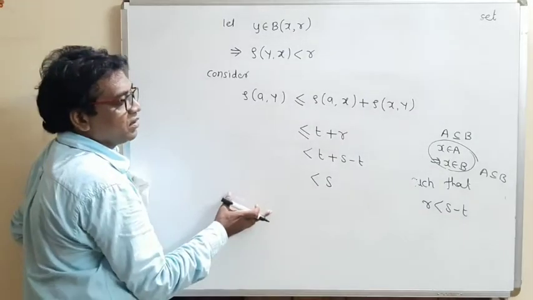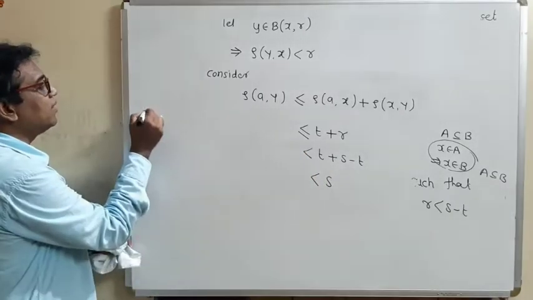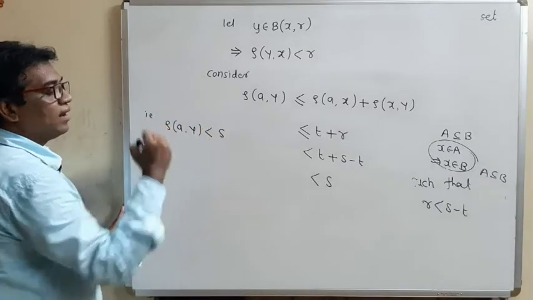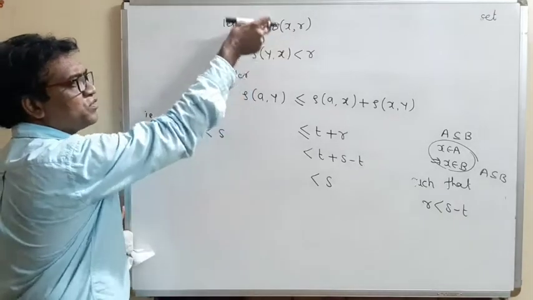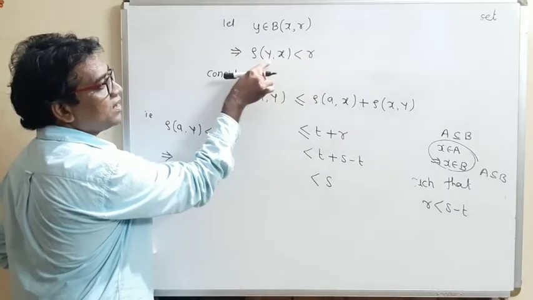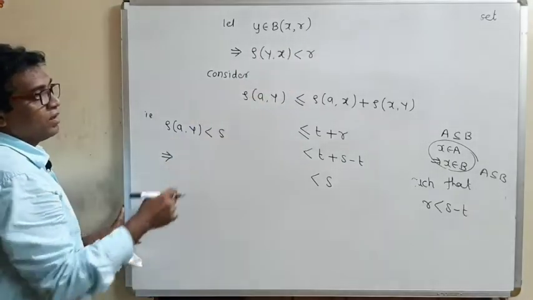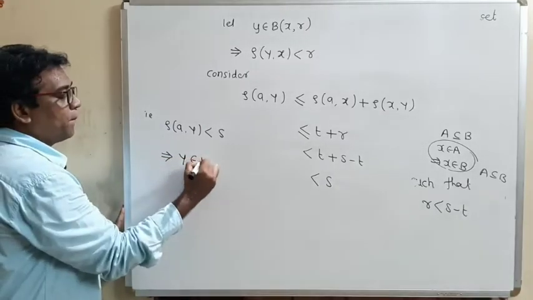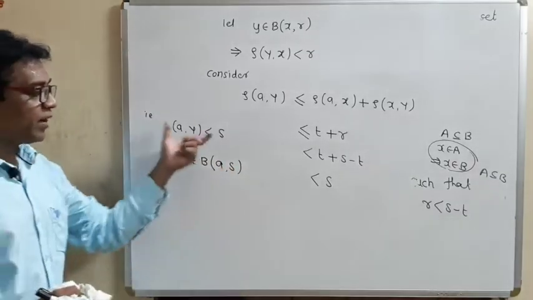So what we have shown? We have shown that the distance between A and Y is less than S. So according to the definition of open ball, if the distance between X and Y is less than R, then Y is an element of the open ball B with center at X and radius R. Using the same definition, Y is an element of the open sphere B with center at A and radius S. So this is the same definition of the open ball.